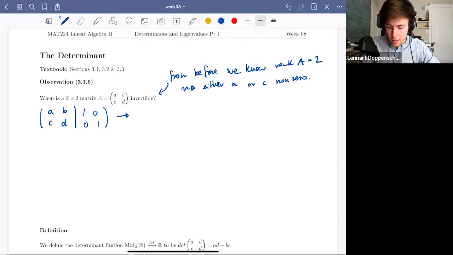Because it doesn't really matter which one, if A was 0, then I could just switch the columns and I would have a non-zero entry in the upper left. So this means, without loss of generality, which is the shorthand form, we can assume that A is non-zero. So now what I would like to do is reduce this.